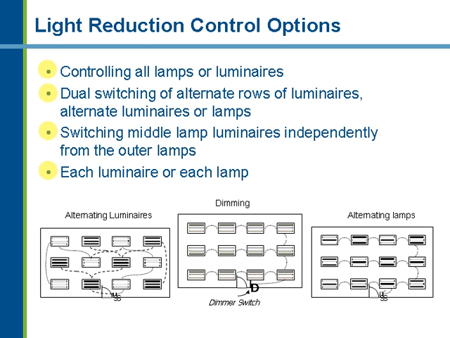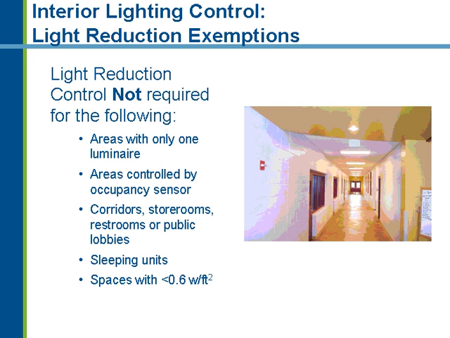So one more bit on the light reduction requirements. There are some exemptions to this control requirement. It's not required in the following areas. If you have only one luminaire, of course, there's no real reason or practicality to reduce it. If the area is controlled by an occupancy sensor, you've already got the control to really reduce energy use, and so the control is not required in that case. And again, IECC 2006 exempts specific spaces: corridors, storerooms, restrooms, or public lobbies, and these are basically for practicality purposes, no other reason really. Sleeping units are also added to the exemption list.